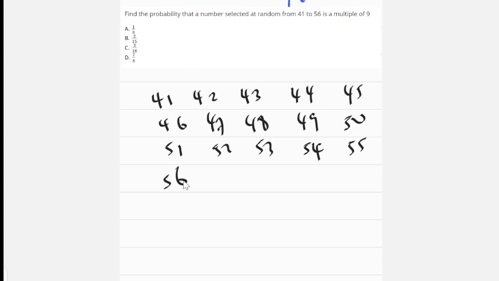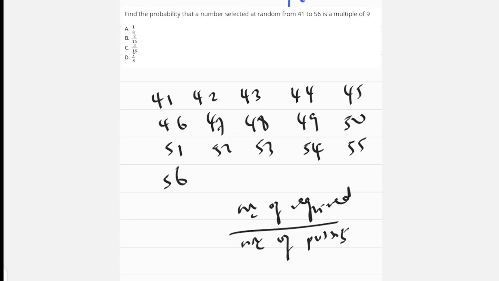So that is the possible outcome. And don't forget I said the probability of a number occurring is what? Number of required outcome divided by number of possible outcome. Okay, now we know our number of possible outcomes. The possible numbers we can get from the set of numbers between 41 and 56 are what? Let us count: 1, 2, 3, 4, 5 ... 15, 16. So we have 16 numbers altogether. I hope you understand now.